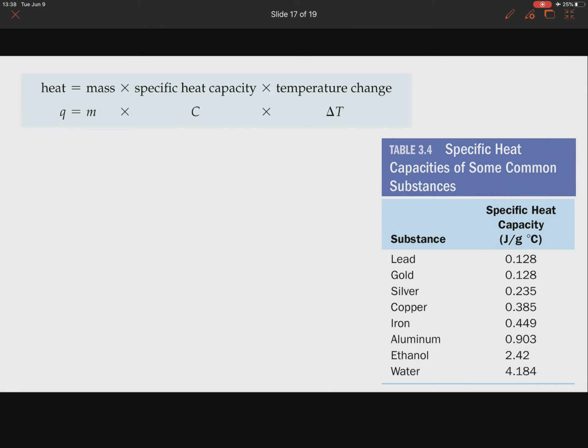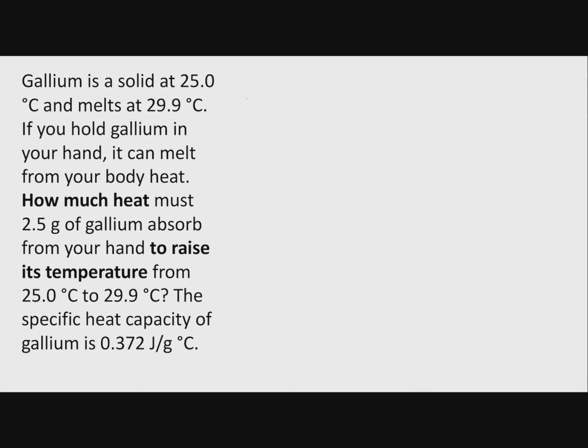Okay, I think we should do a problem. So gallium is a solid at 25 degrees Celsius, and it melts in your hand at 29.9 degrees, if you hold it in your hand. How much heat must the 2.5 grams of gallium absorb to raise its temperature from 25 to 29.9 so that it can melt? Because it'll melt at 29.9. And they told us the heat capacity. Okay, so let's organize our data.